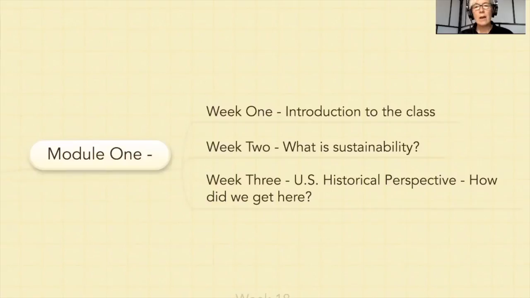Week 3, in a historical perspective, how did we get here? I think it will be important in terms of exploring city form and how the whole environmental movement and then the social movement, how all those things come together. So I think that will be a good dive for all of you.